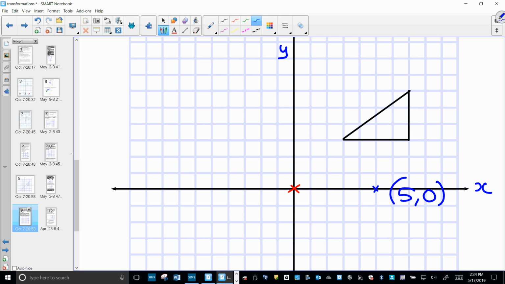Okay. Right, so here's our blue coordinate. That's our centre of rotation. So we will trace it. Now, could you place your tracing paper back on, please? And have it sitting as it was.